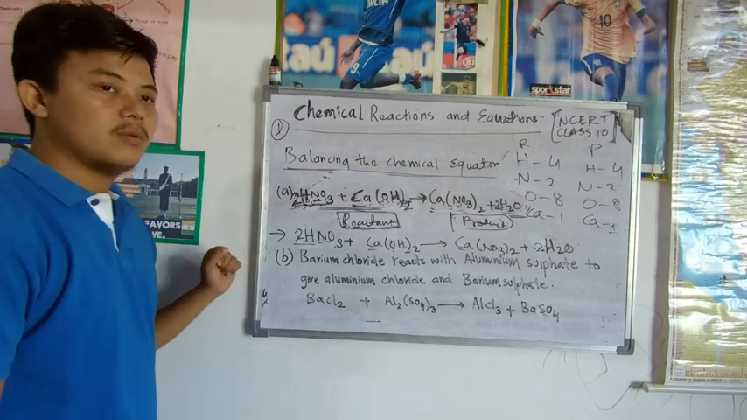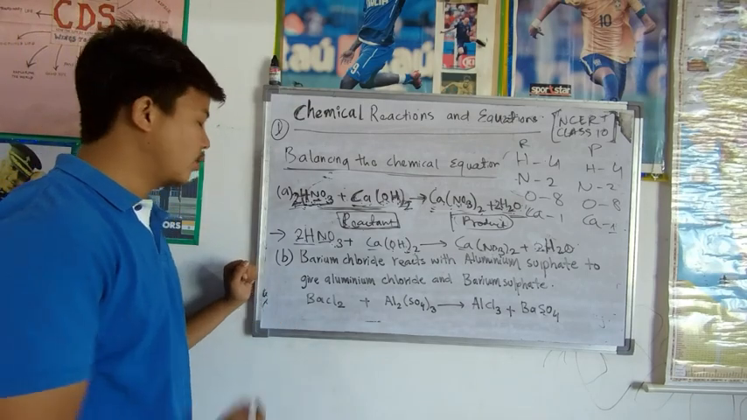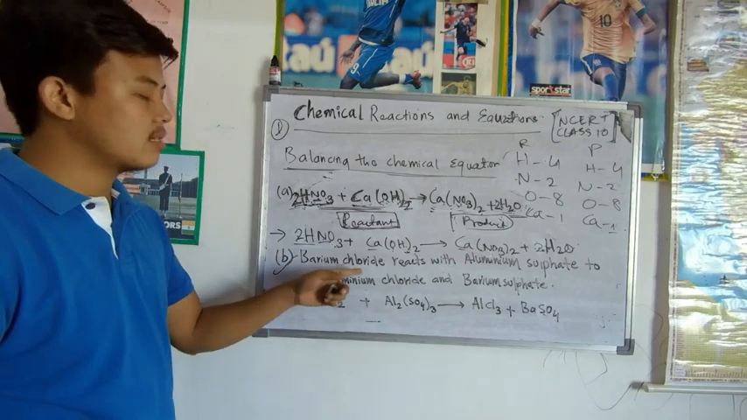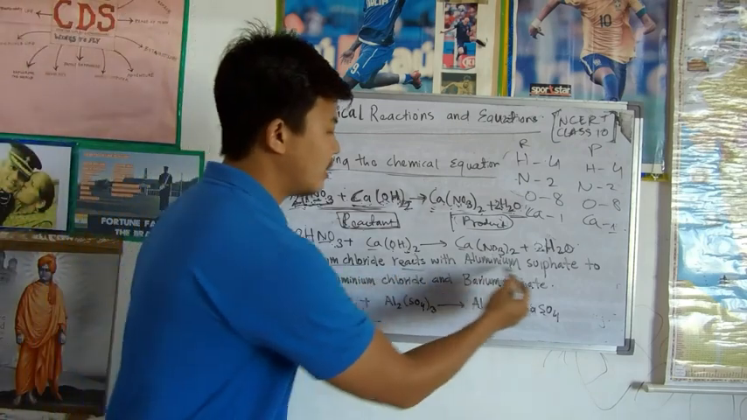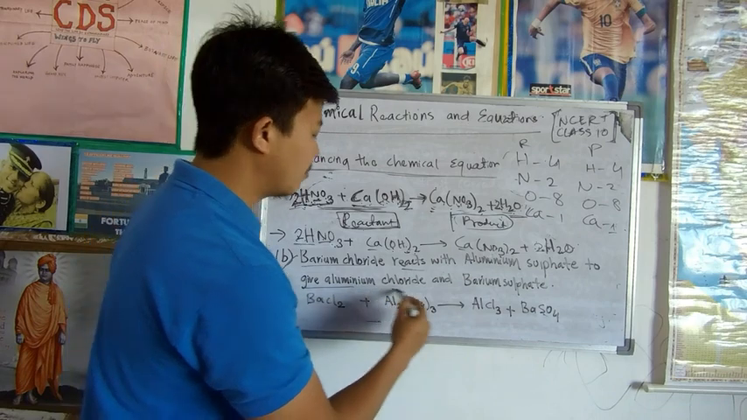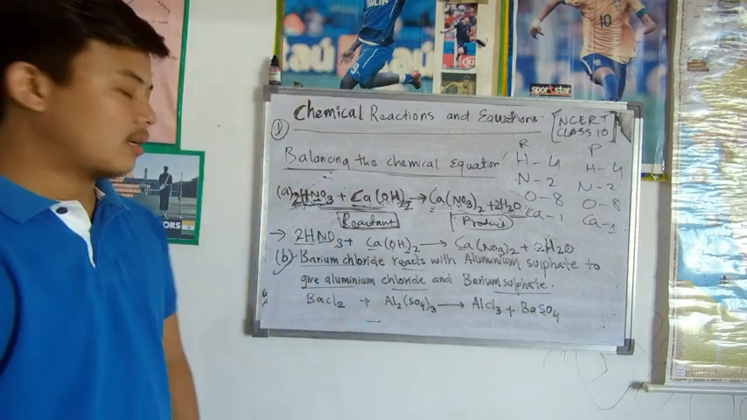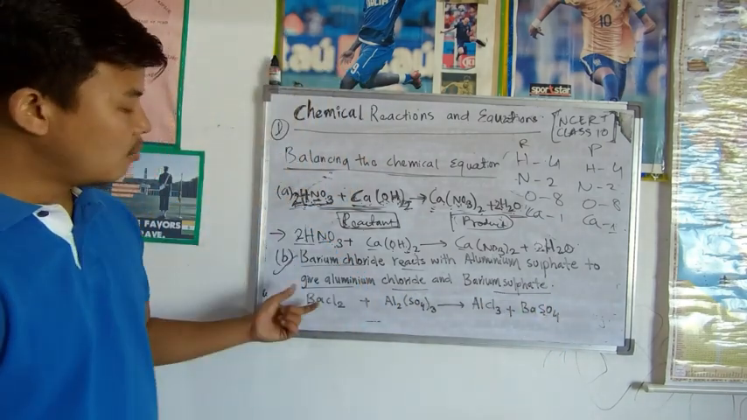But also there are different types of balancing the chemical equations. Sometimes it will be given in this type. Barium chloride reacts with aluminum sulfate to give aluminum chloride and barium sulfate. So now the question here is that, sir, how will we write this one?